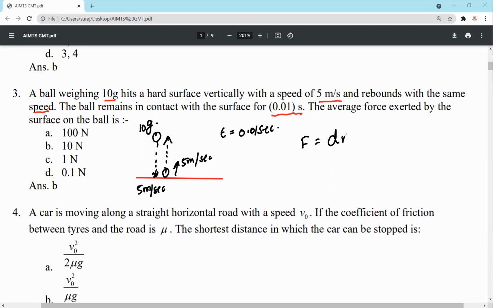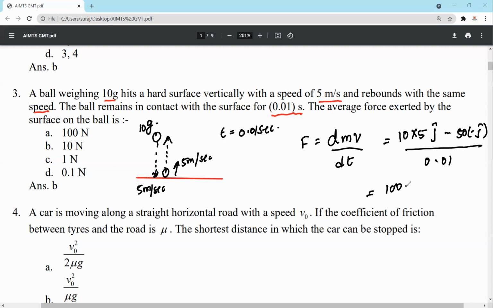Rate of change of momentum, right? d(mv) by dt. Now what I want here is average force. So momentum is changing, final momentum minus initial momentum. Final momentum is how much? Mass is 10 times velocity, 5 j cap. This is final momentum minus initial momentum. This is 5 into 10 j cap minus minus 50 j cap, divided by time. Time is given 0.01 seconds. So plus 50, 50, 100 j cap.